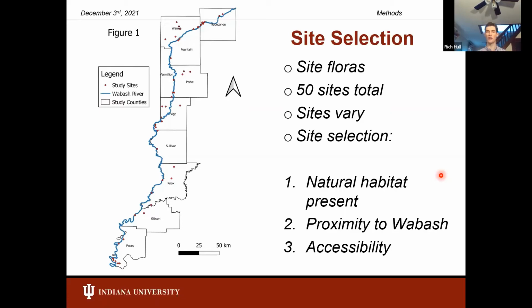So I looked at aerial imagery. I selected plots that looked like they had good natural habitat still present and that were close to the Wabash River. And then I figured out which ones were accessible. So believe it or not, 50 sites was not a preconceived number. It was simply the number of sites that I could find that had a large amount of natural habitat that were close to the Wabash and that were accessible to me so I could perform research there.